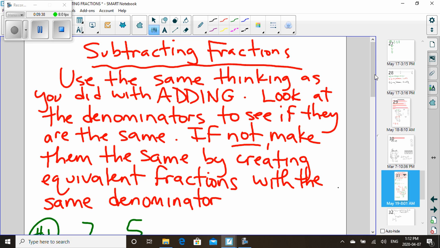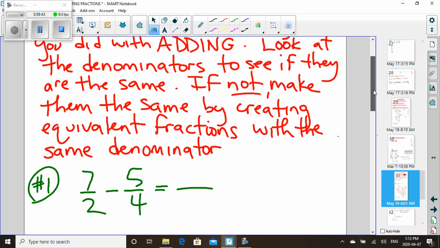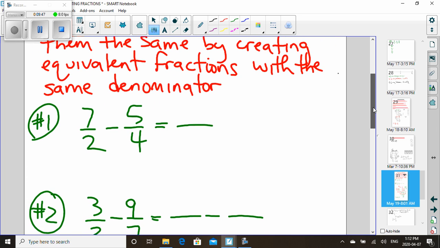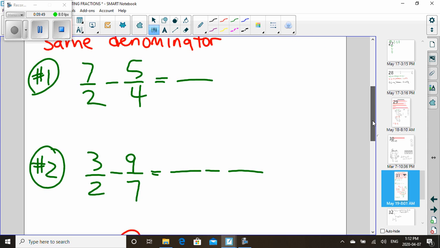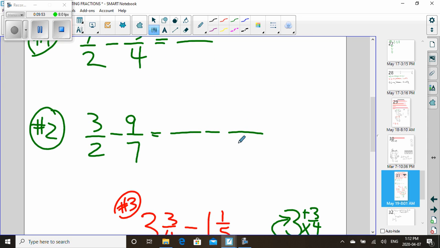Subtracting fractions, same deal. It's the same thing as you did with adding. Look at the denominators, see if they're the same. If not, make them the same by creating equivalent fractions with the same denominator. Let's look at 3/2 minus 9/7. All right, so 3/2 minus 9/7. I don't have a common denominator. 2 and 7 are not common.